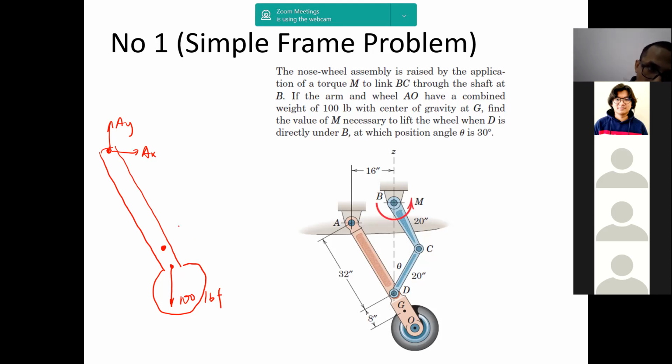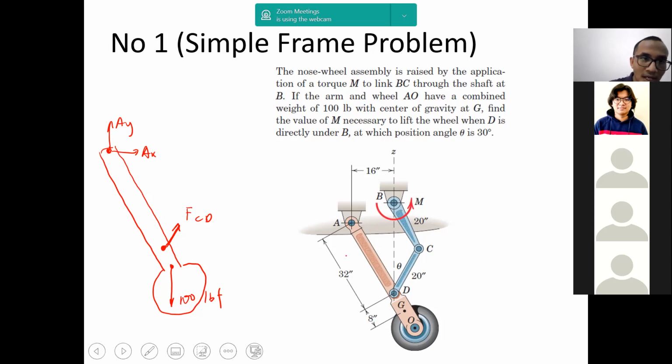So we do it this way, and I name it FCD. Okay, Randy? Yes, sir. This is one of the free body diagrams, AO. Can we solve this, Randy? I think yes, we can.